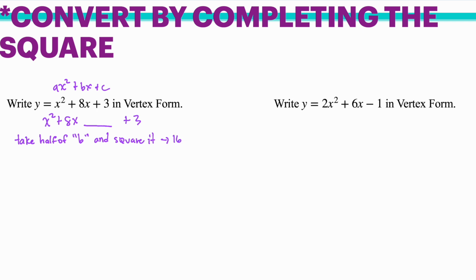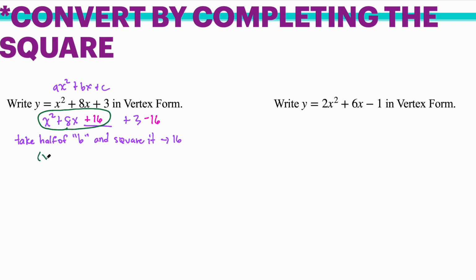And so what I'm going to do is I'm going to add 16 right there. Now, you can't just randomly add stuff to an equation, correct? So, in order to offset it, since I added 16 here, I'm going to subtract 16 at the end. Why can I do that? Because 16 minus 16 is 0, which means there's technically nothing there. But the reason I do it is because this factors really nicely.